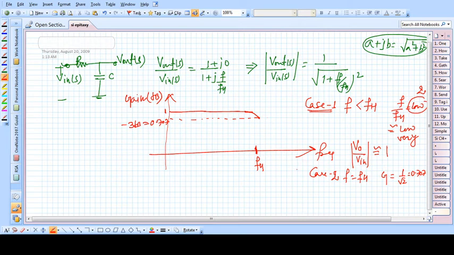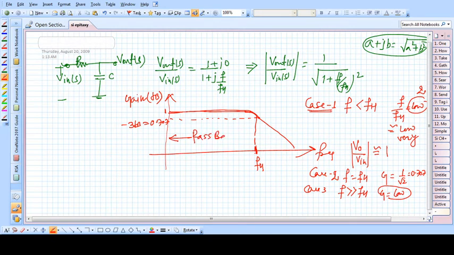Then if we go for case 3, where f is much greater than fh, this value should be high, so the gain should be low. The gain will become a low value and it will go down. So this one is the frequency response.